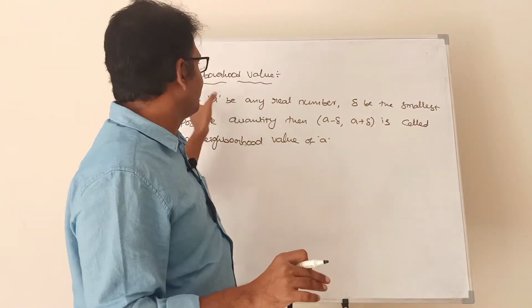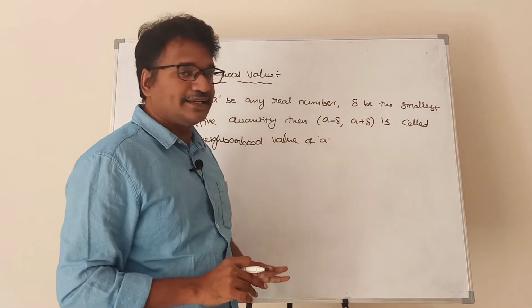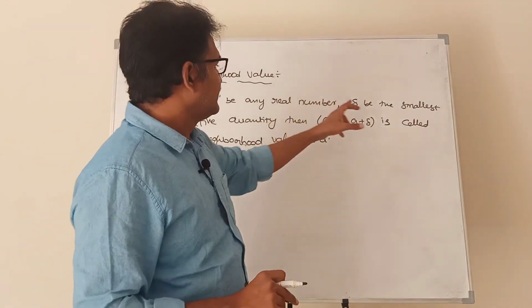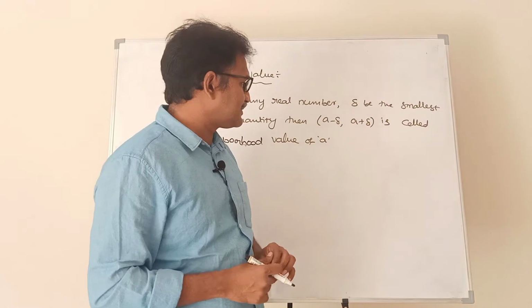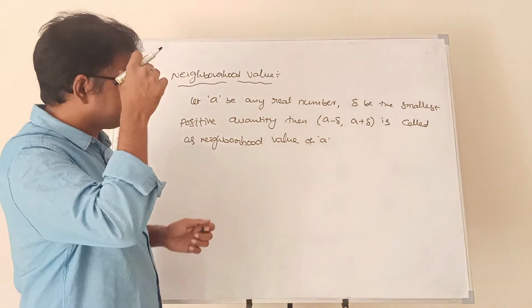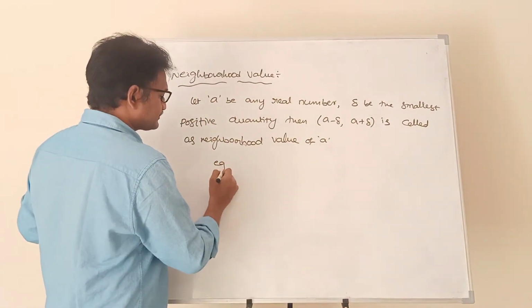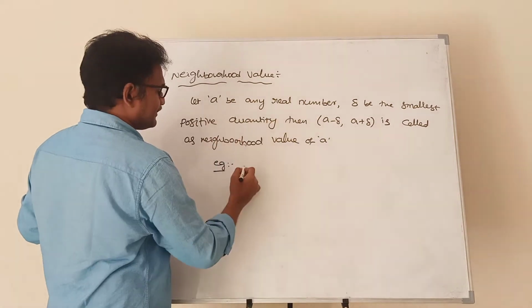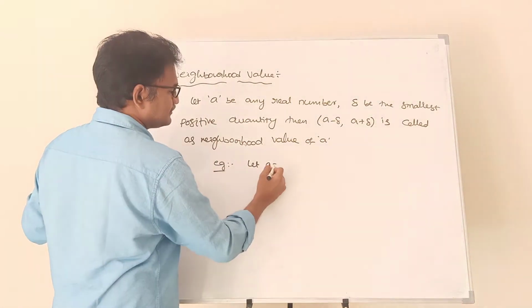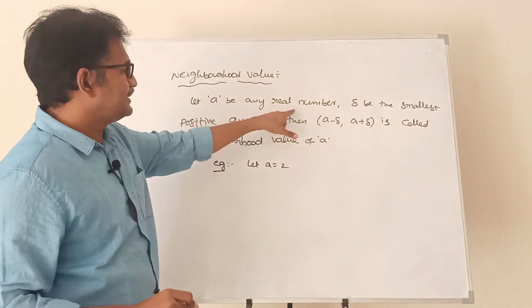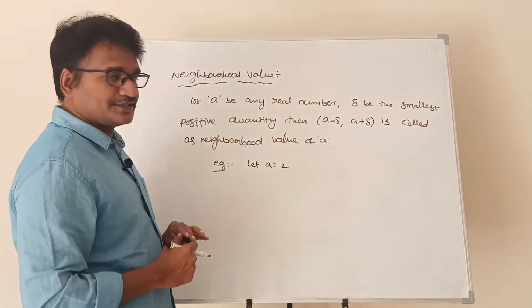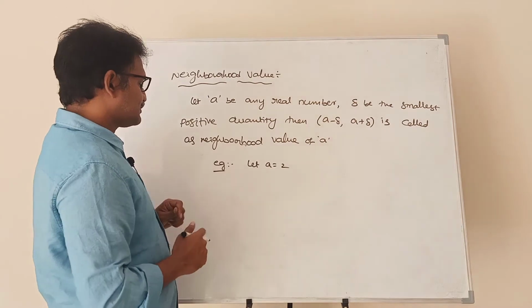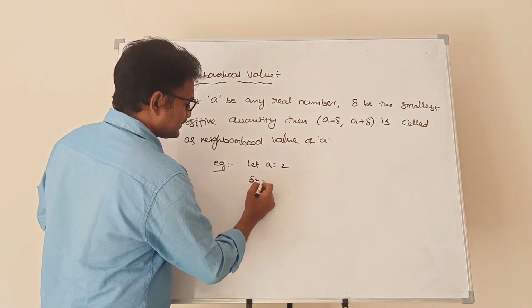Same concept, neighborhood value. a is any real number, delta is the smallest positive quantity. Then a minus delta, comma, a plus delta is called the neighborhood value of a. Suppose, for example, a is any real number. Let a be equal to 2. Delta is the smallest positive quantity.